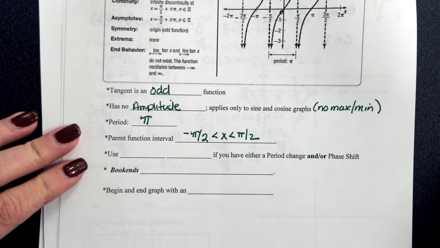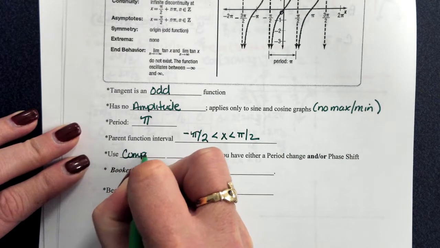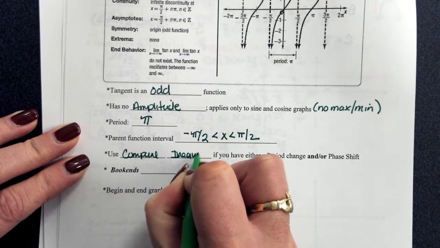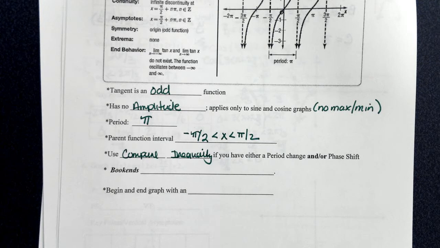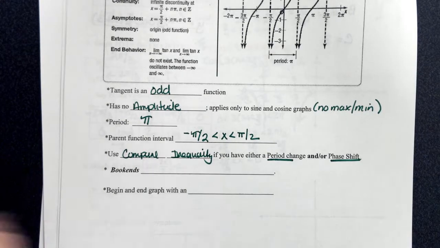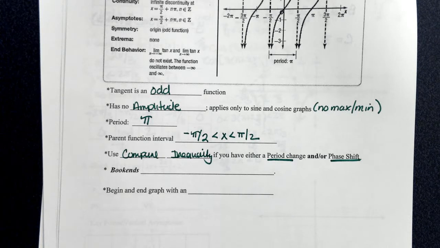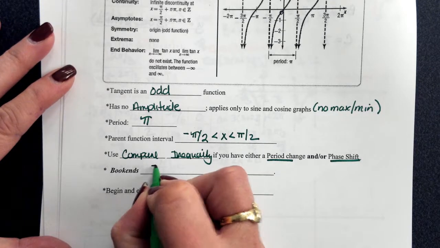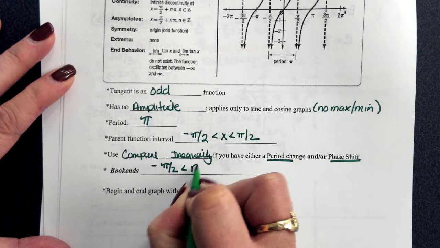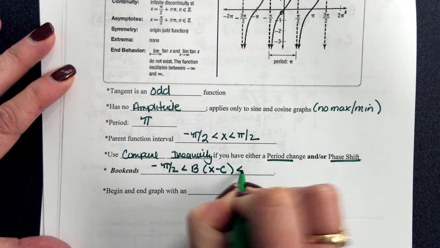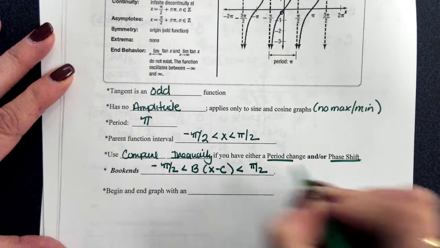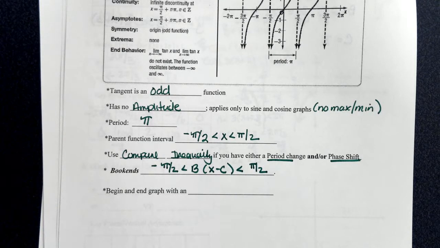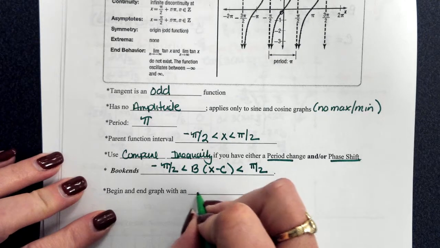Now, you definitely need to make sure you're going to use your compound inequality. Because you're not starting at 0, if you have a period change and/or a phase shift, because a period change is going to affect both the left and the right-hand starting points of this graph. You're no longer starting at 0. So the bookend method looks a lot different from your inequality for sine and cosine. It's going to go from negative pi over 2, and you still want to sandwich that bx minus c between your inequality signs, to pi over 2. So that inequality is going to be a lot different. And like I mentioned, you begin and end the graph with a vertical asymptote.